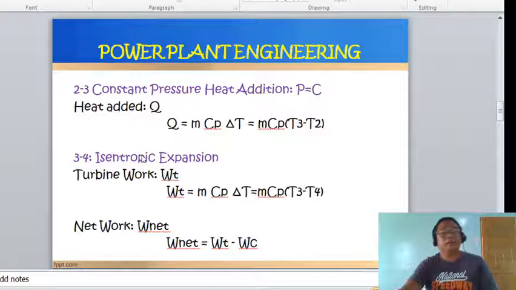So, getting now the network, the network is the difference of the turbine work and the compressor work, because the power utilized by the compressor is obtained from the turbine work.